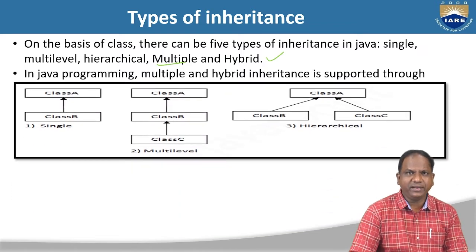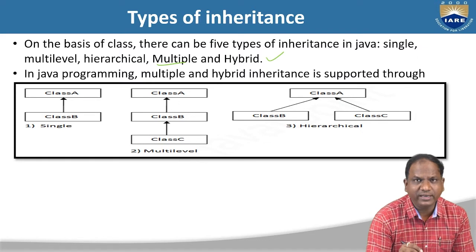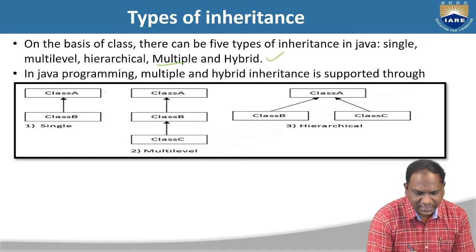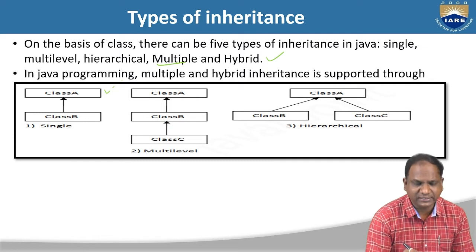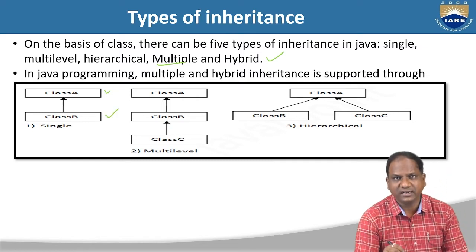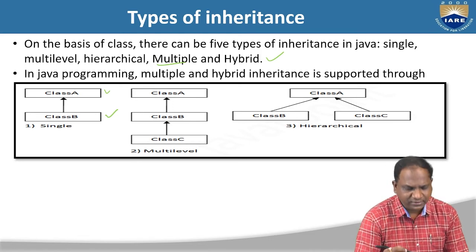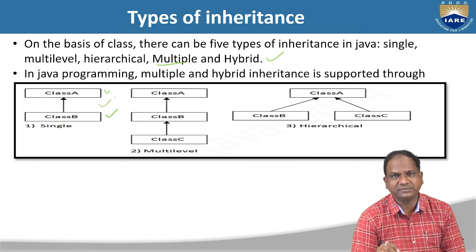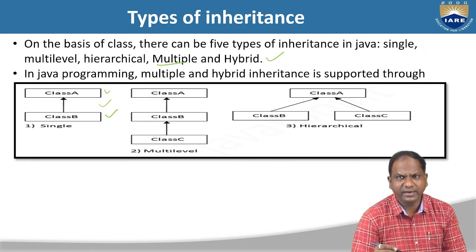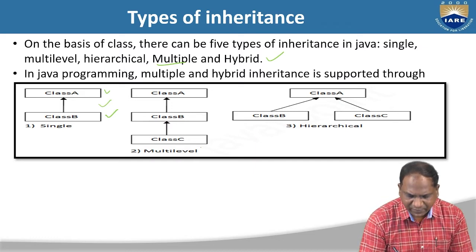Now see the diagram here. First is single inheritance. There will be only one parent class and one child class. Class A in our example is the parent class, and class B is the child class. If there is only one parent class and one child class, then you use the inheritance concept called single inheritance. What is the second type of inheritance?